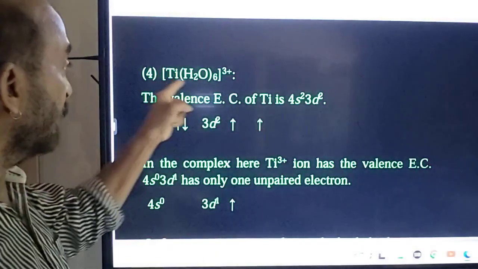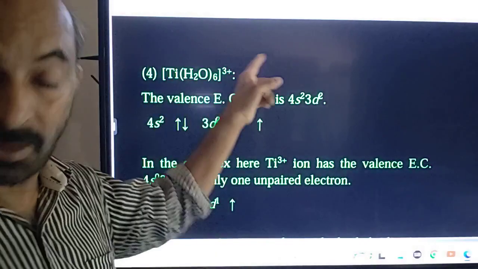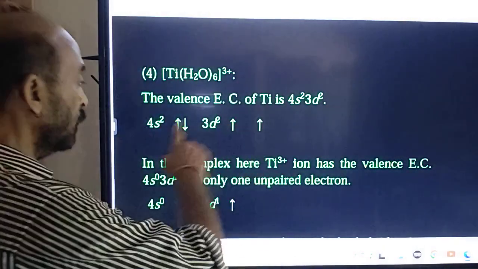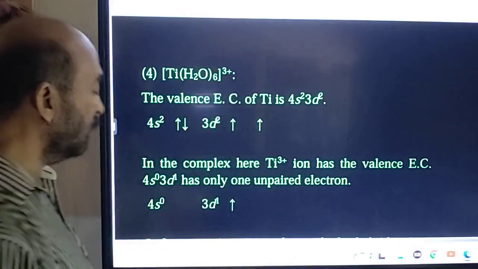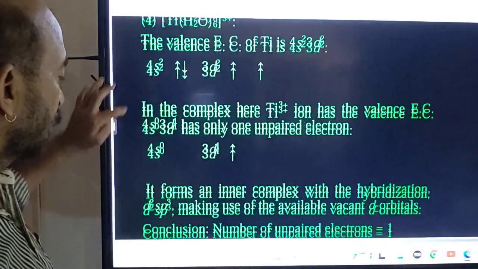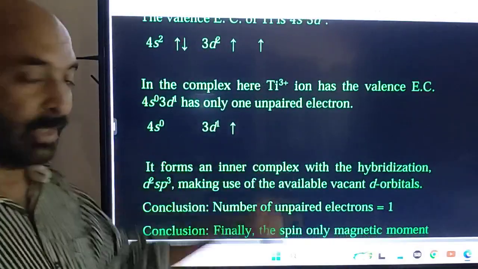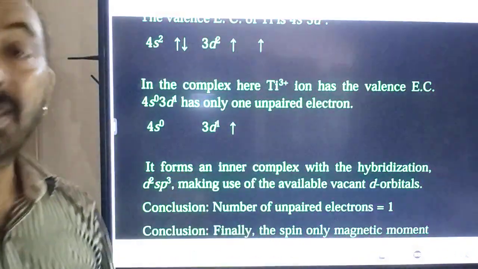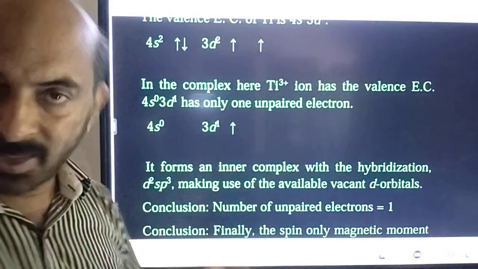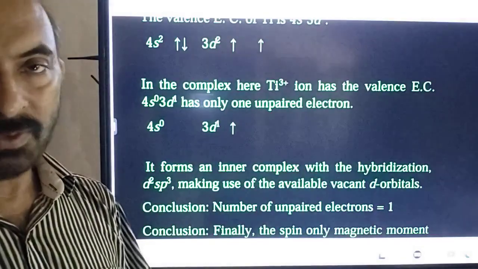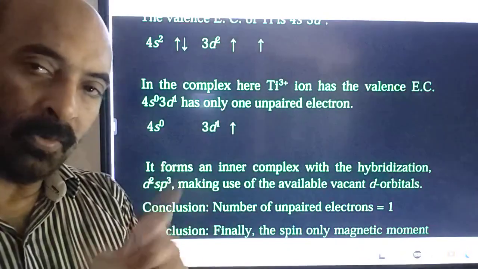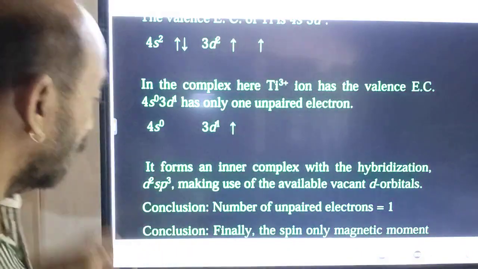We want Ti3+, so 3 electrons are to be removed, and so this pair as well as 1 more will be removed. So its electronic configuration is 4s0 3d1, isn't it? Here I have to say that it does not require any pairing up because 4 vacant orbitals are there. So it can directly undergo hybridization. Okay, d2sp3 hybridization. So it will have 1 unpaired electron. You got that? 1 unpaired electron.